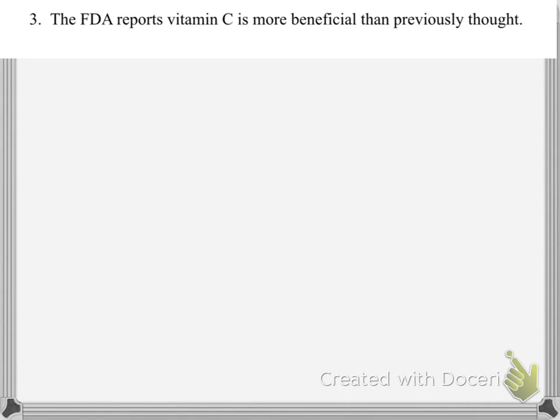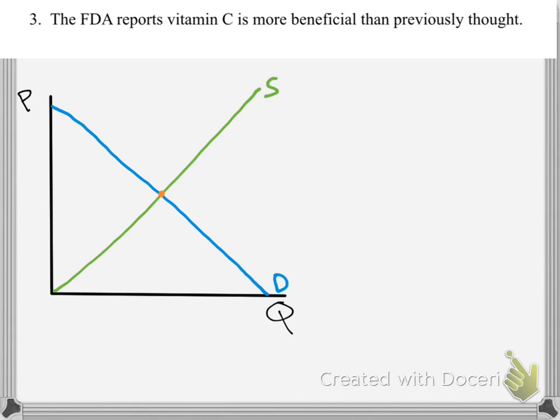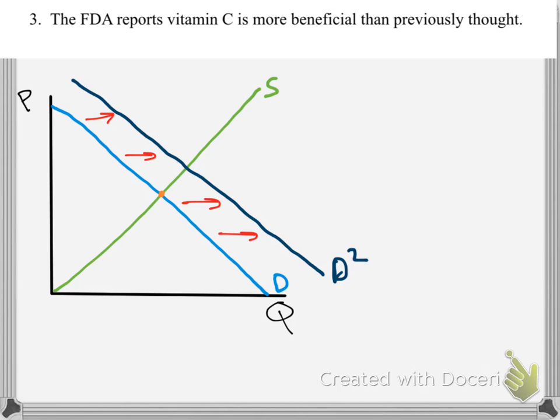Okay, the FDA reports that vitamin C is more beneficial than previously thought. So let's think about this now. If I told you that if you go get more orange juice, you'll be a lot healthier in life, some study like that, the more orange juice you drink, the more it correlates to the prolonging of your life. Remember, correlation doesn't mean causation. Anyway, you'd want to go out and buy more orange juice. Say, hey, I want to get healthier. So the demand of the general population will shift to the right, and this will be our D2. And shifting to the right is an increase.